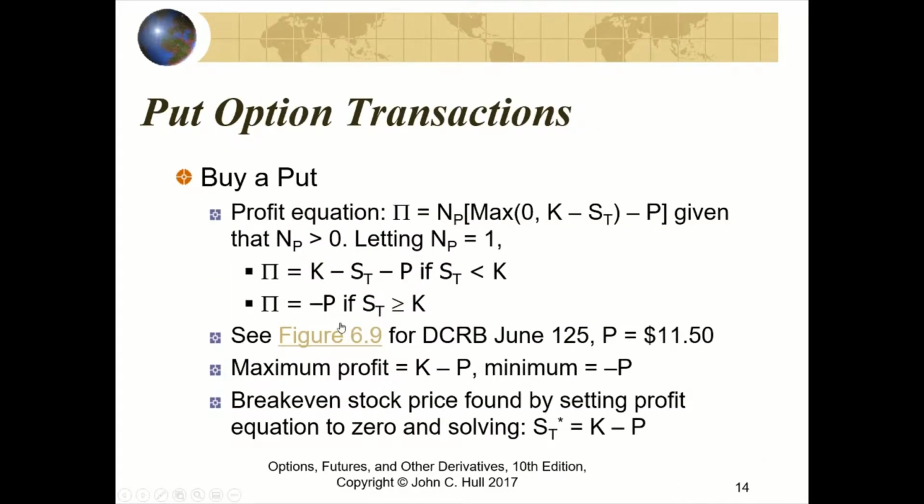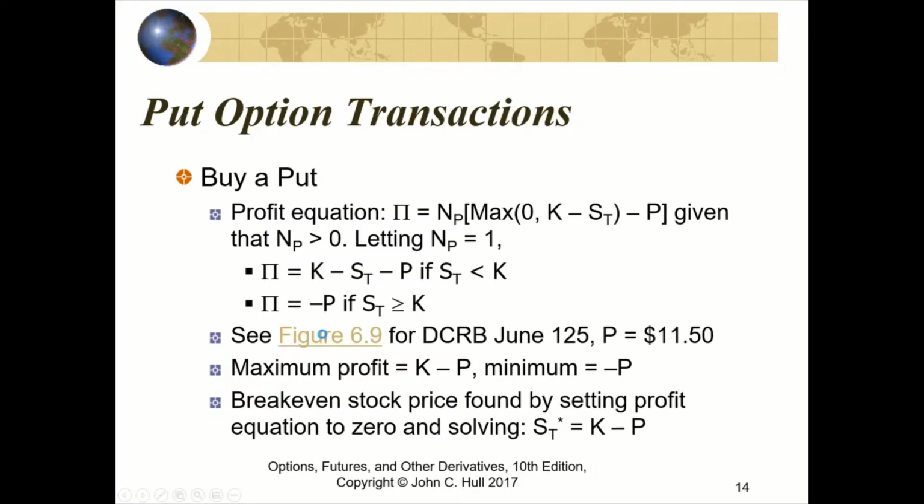Let's look at the put option transactions. The profit, as we saw earlier, is basically the number of put options times the payoff I'm to receive minus the premium I paid. So if the option is in the money, which means ST is lower than the strike price, then my profit will be basically the strike price minus the stock price minus the premium. If the option expires out of the money, which means I will not exercise the put option, my loss will be basically the premium.